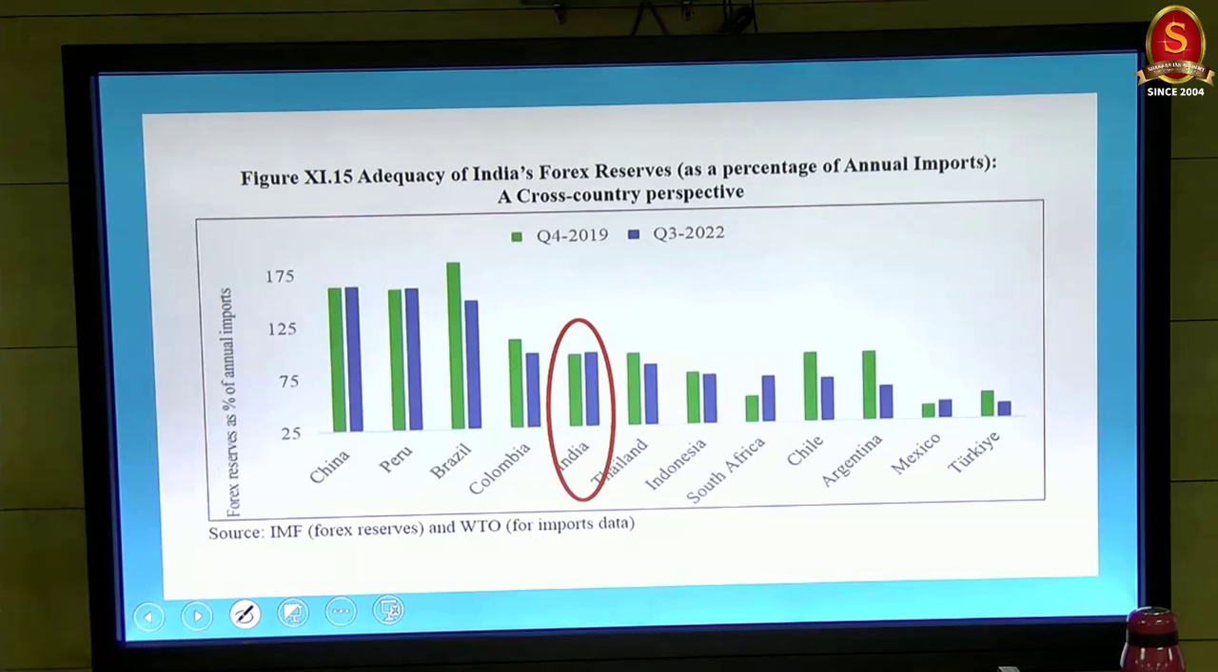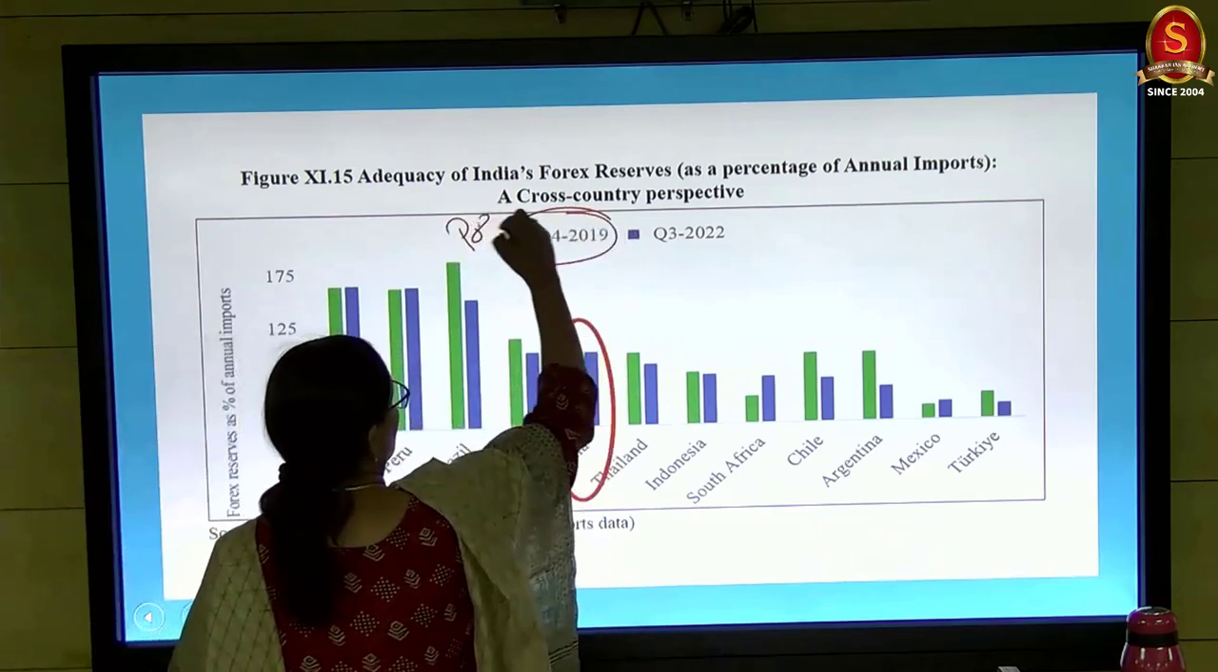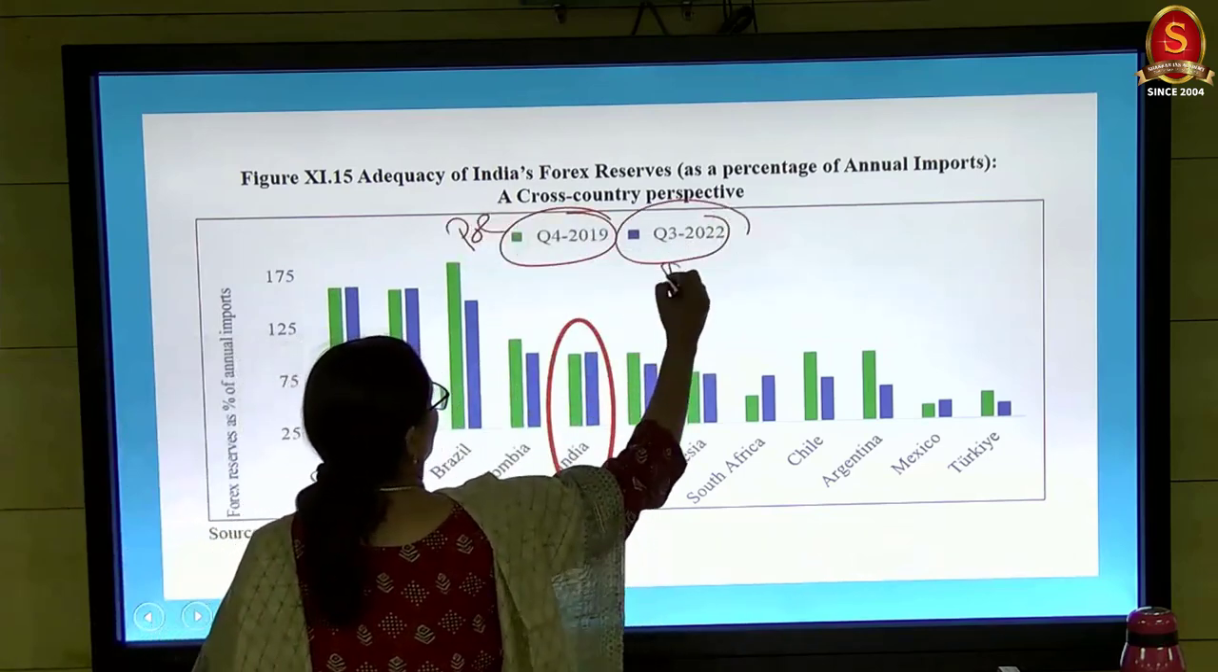So here it is foreign exchange reserves as a percentage of annual imports. You can see that India, again, has two periods. This is pre-COVID. This is post-COVID.